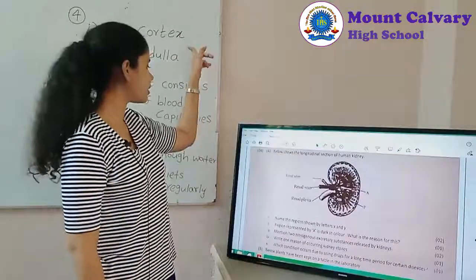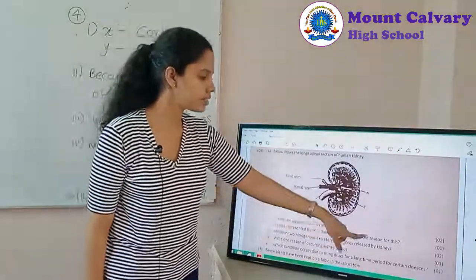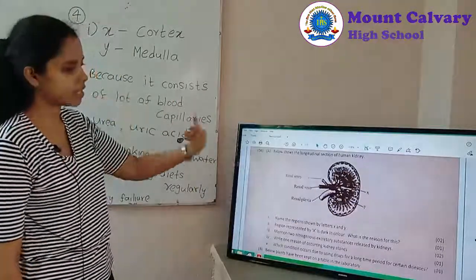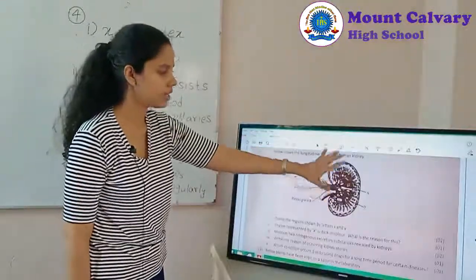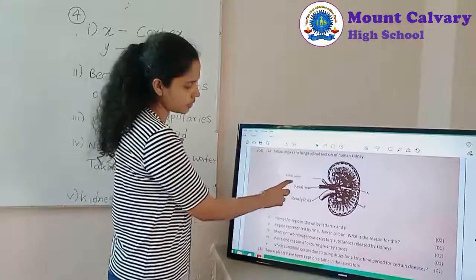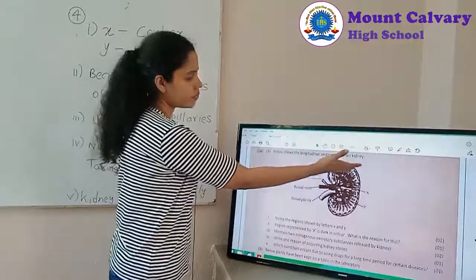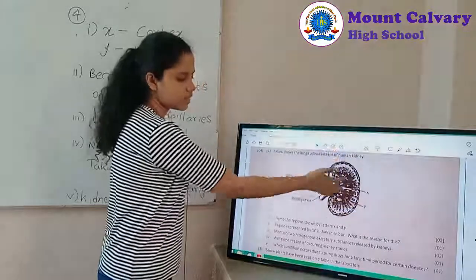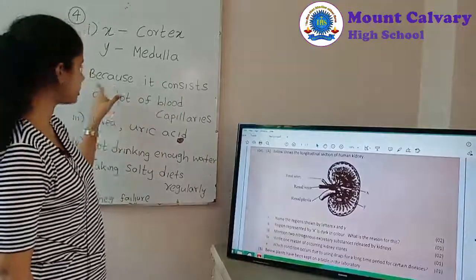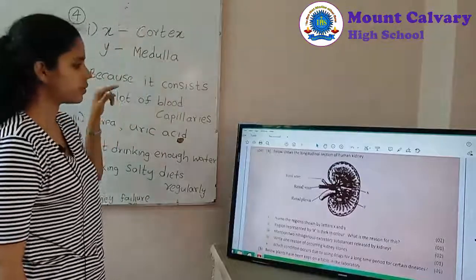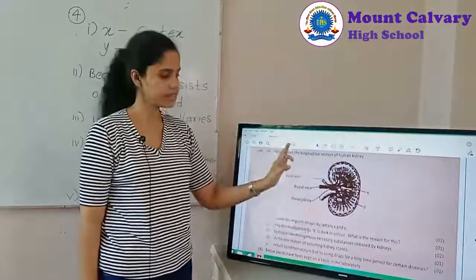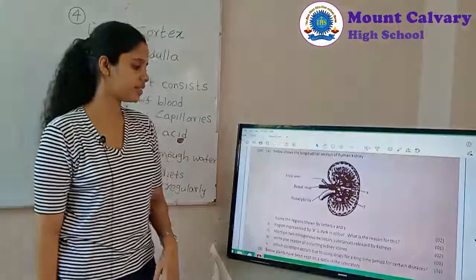Because in the cortex, a lot of blood capillaries are present. All the blood capillaries that give blood to the human kidney, there are a lot of them, right? From the renal vein, it will divide into a lot of blood capillaries inside the kidney. So where do all these blood capillaries consist? In this cortex. Due to the lot of blood capillaries, this cortex is somewhat dark in color. So that is the reason.